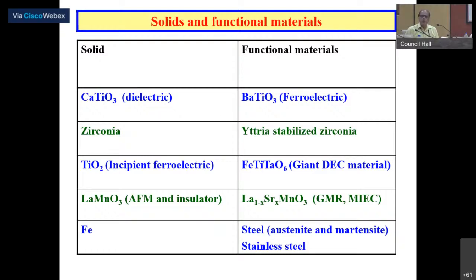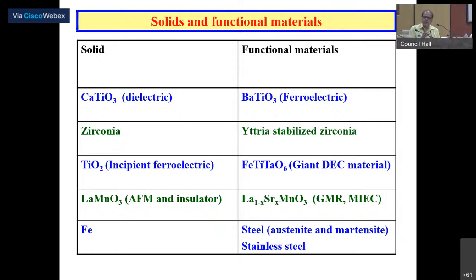TiO2, you incorporate iron and tantalum, you get a compound which is an excellent giant dielectric constant material. In LaMnO3, you replace part of lanthanum by divalent strontium, you get a compound which shows GMR property and mixed ionic electronic conductivity. Iron to steel I have discussed at length. So the strategy to convert an ordinary solid into a functional material will be taught in this course.